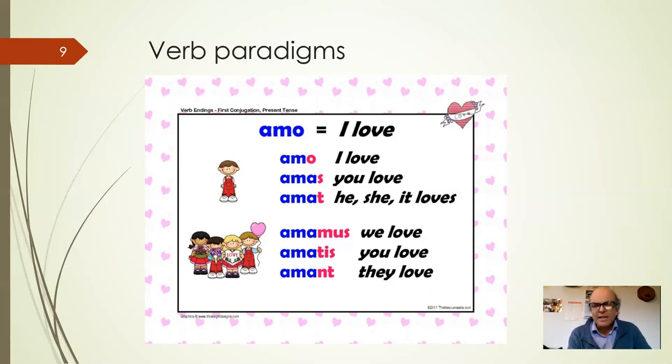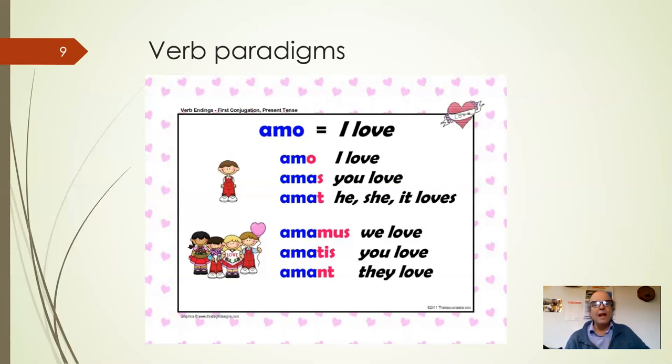Now, it turns out if you want to say the girl loves the table, we can now do that. I haven't made a slide for this, but if you remember, the subject form of girl was puella. The object form of table was mensam, with an M on the end of it, and amat means he, she, or it loves. Now, it turns out in Latin, you can put those words in any order.